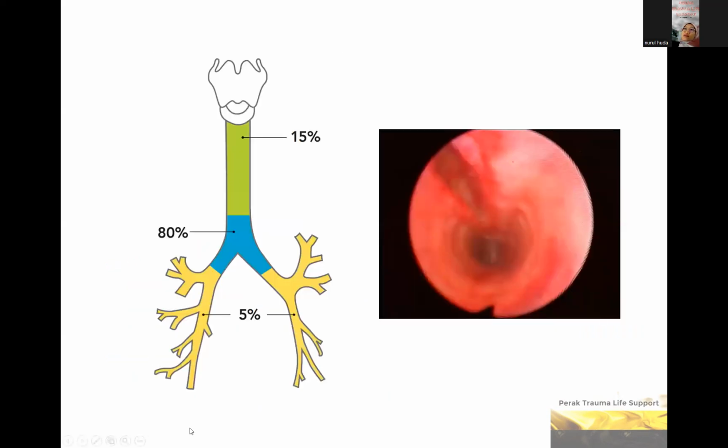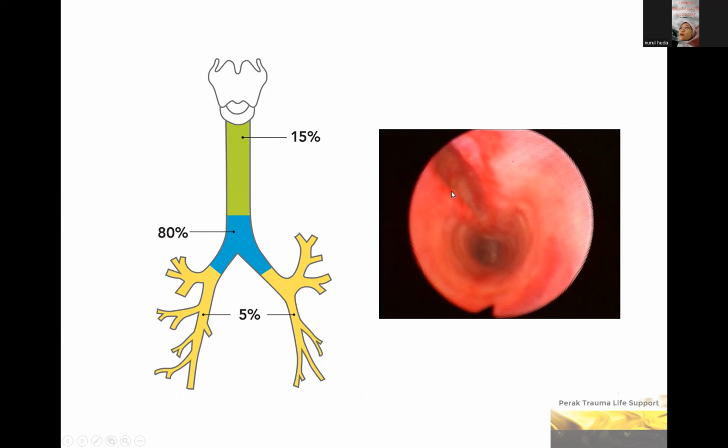So this is the anatomy of our airway: the trachea, okay, the main bronchi and the terminal bronchioles. 80% of tracheobronchial injuries occur at the distal part of the trachea up to the main bronchi, okay, about within 2 cm from the carina. Another 15% occur at the proximal part of the trachea, and the remaining 5% occur at the terminal bronchioles. This area is commonly affected because the distal part of the trachea is more mobile compared to the more fixed structures at the proximal region.